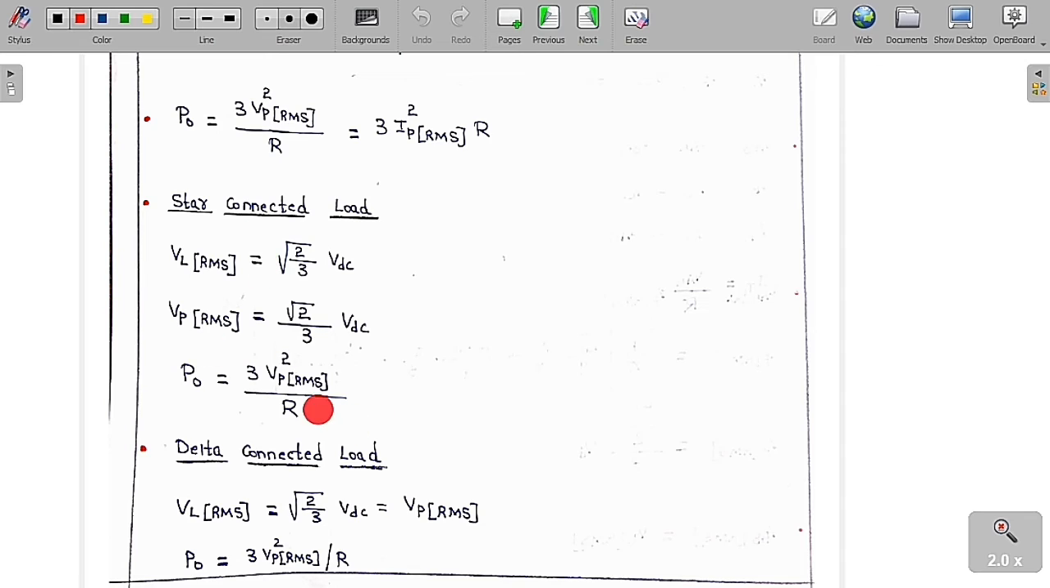Then you are going to get the average power consumed by this load. So I have told you, try to convert the delta load into star load and apply these formulas. Then you are going to get the solution. Otherwise, you can also directly use the delta connected load.